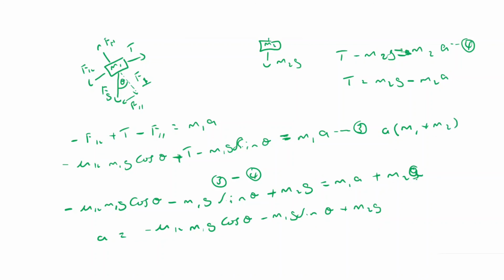So what you do is you divide both sides by m1 plus m2, and then you are left with a only here, and everything here is going to be divided by m1 plus m2. That's basically how it is. Okay, so I'm hoping that you can do this. You know how to factor things out.